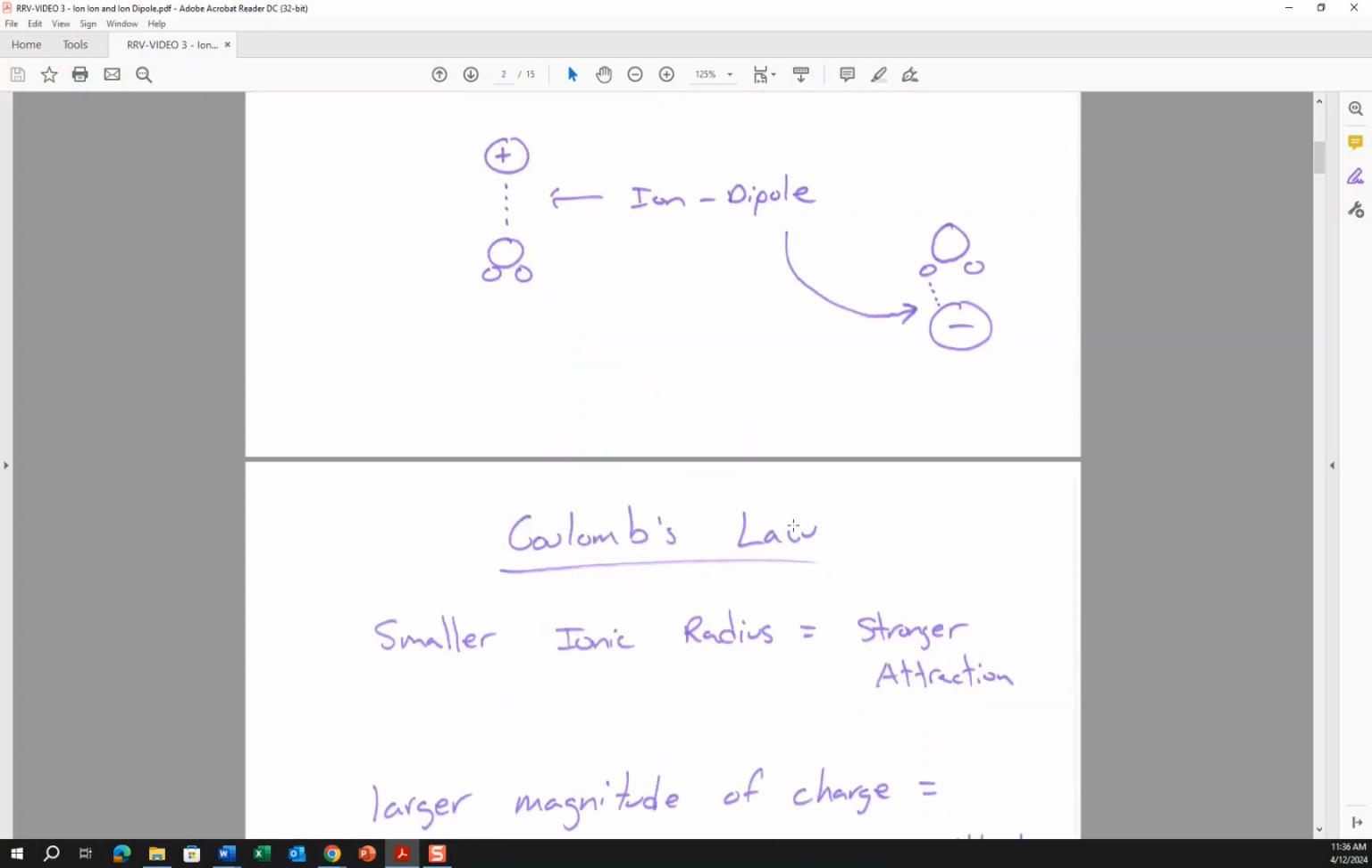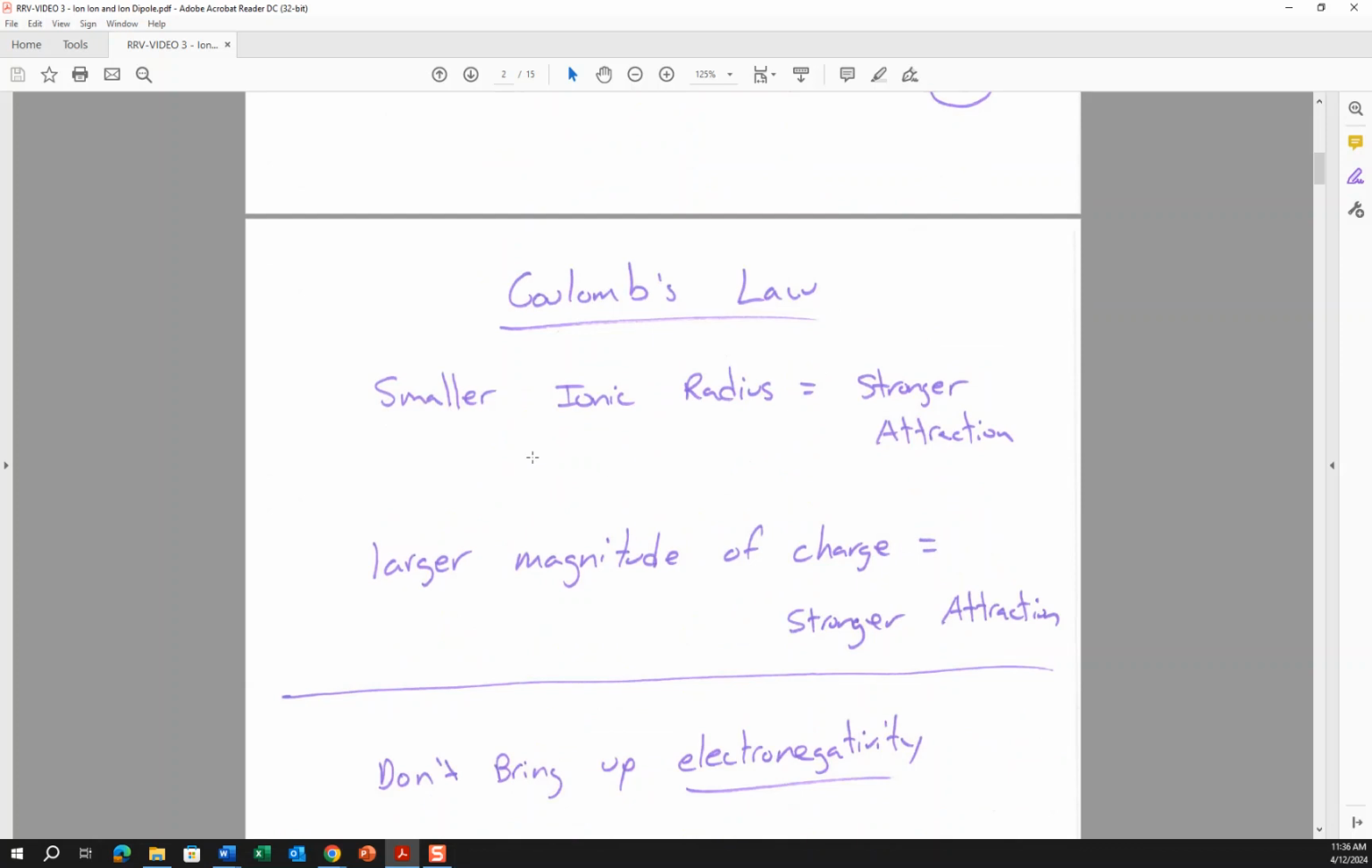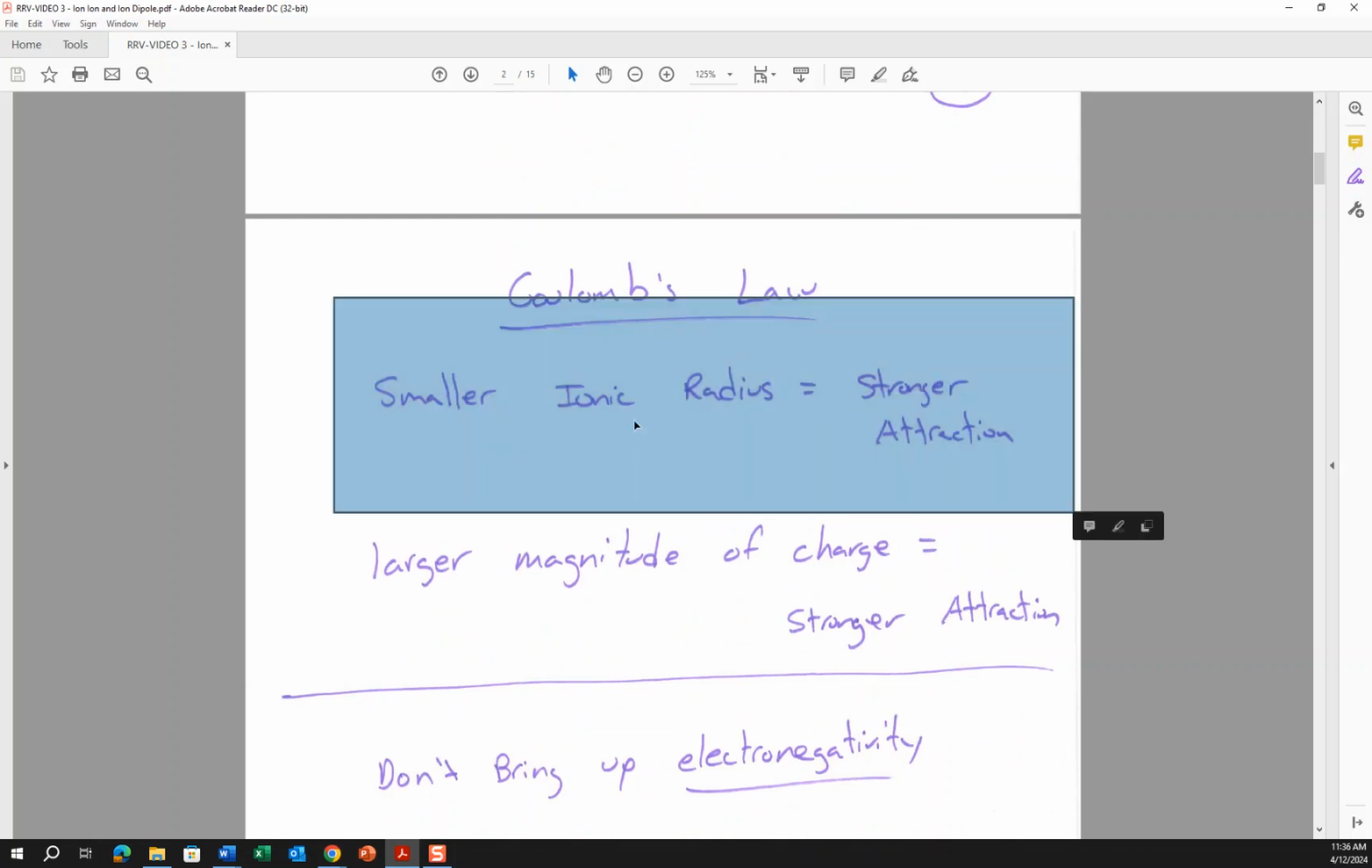Okay, now remember, the strengths of these interactions are strictly based on Coulomb's law. So you're looking for a smaller radius for an ion, because a smaller ion radius means the ions can get closer to the other ion, or they can get closer to the dipole of the covalent solvent they're dissolved in. Okay, so you're looking for shorter distance between opposite charges. That strengthens the attraction.